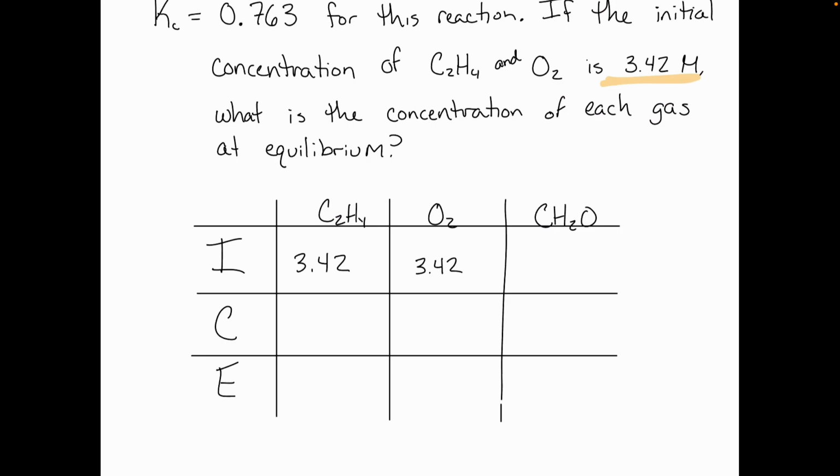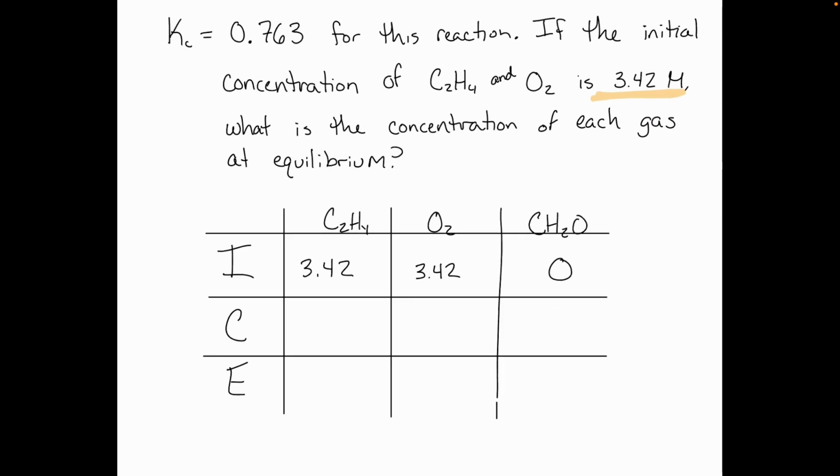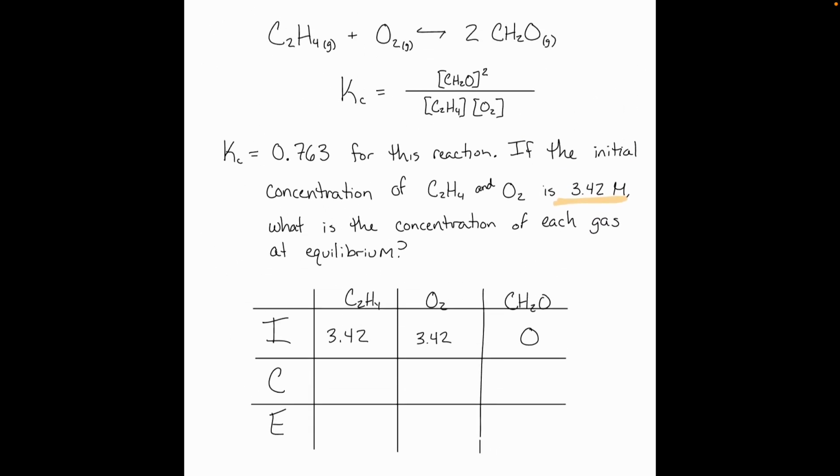So then what's the initial concentration of my product? 0. All right, so now we need to do our change box, right? So reactants, do they increase or decrease? Decrease. So this is going to be minus X. And there's no stoichiometric coefficient out front, so it's just X. All right? What about my next box? What goes here? Minus X again.